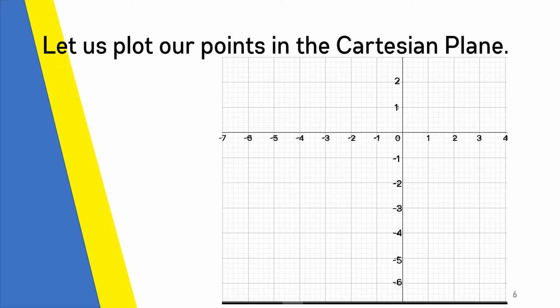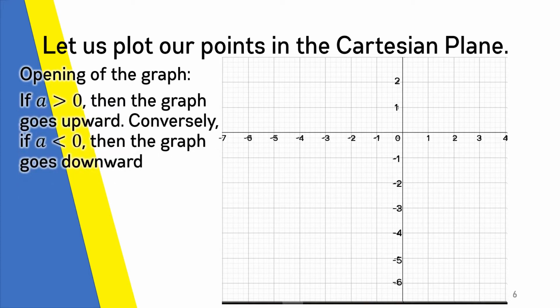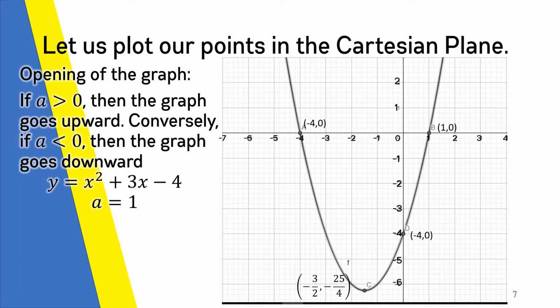So let's plot our points in the Cartesian plane, which is right here. We have to understand the opening of the graph. If a is greater than 0, then the graph goes upward. Conversely, if a is less than 0, then the graph goes downward. In this function, a is 1 and a is positive. Therefore, the opening of the graph is upward. So here is the graph of the function.